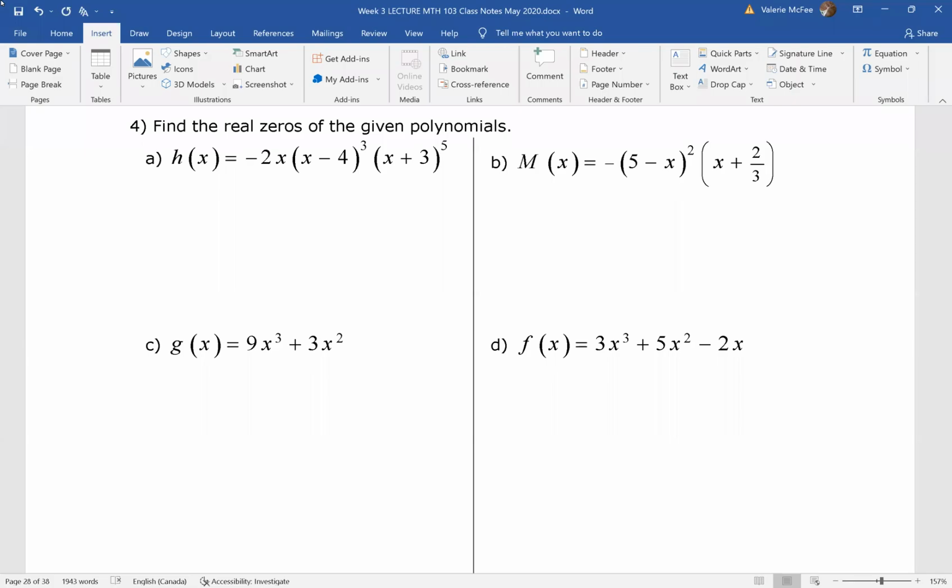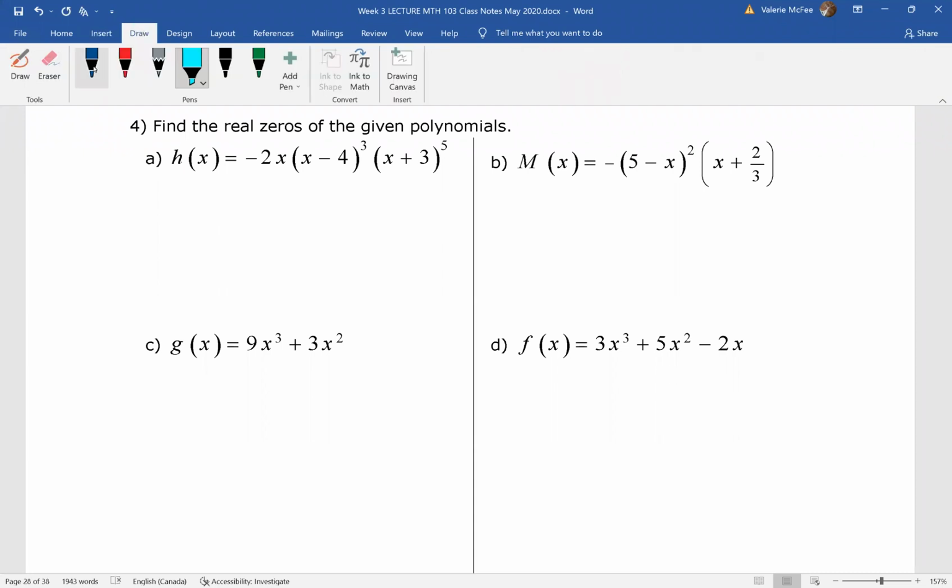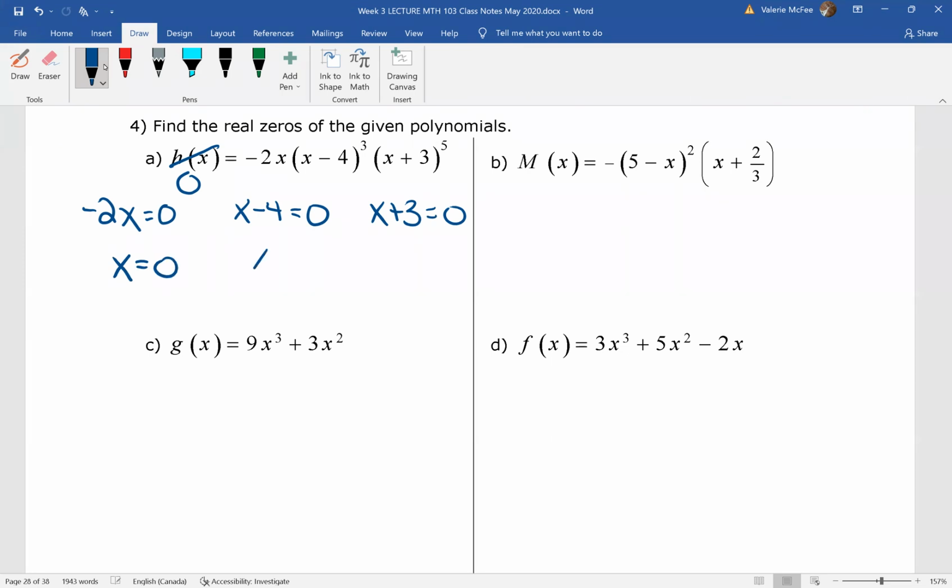All right, let's do some practice with finding the real zeros. Remember, when we're finding the real zeros, we want to let our function, h of x, be 0. So now I can see that I have negative 2x, that could equal 0. X minus 4 could equal 0. And x plus 3 could equal 0. So we have 3 real zeros here. X equals 0, 4, or negative 3.